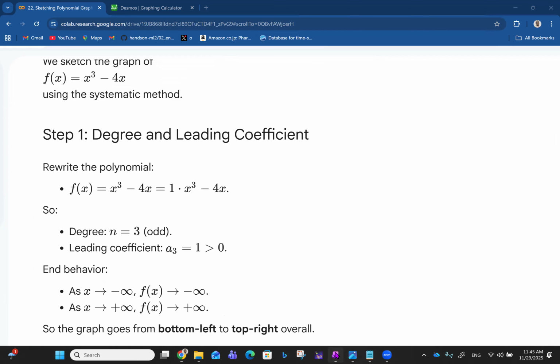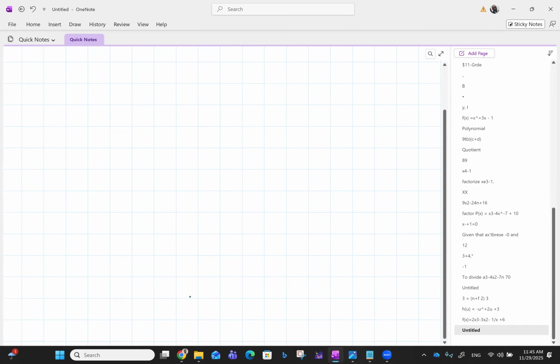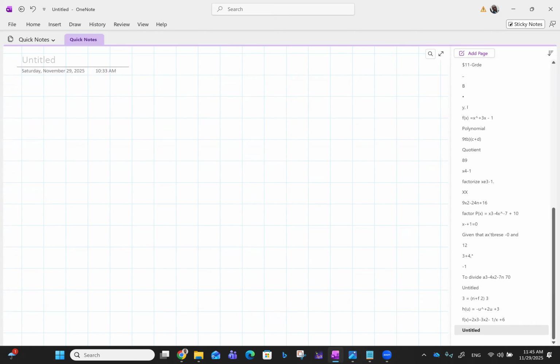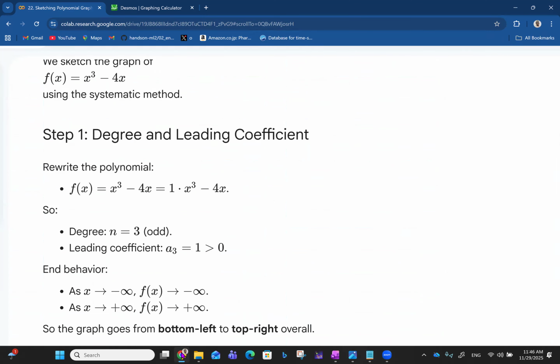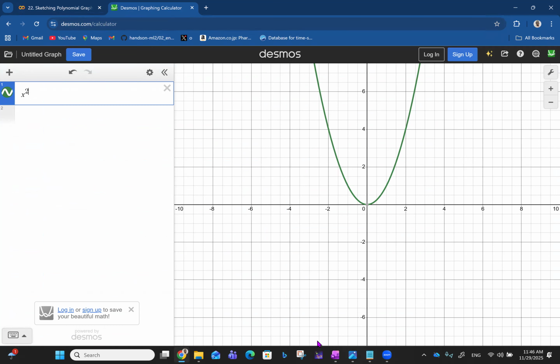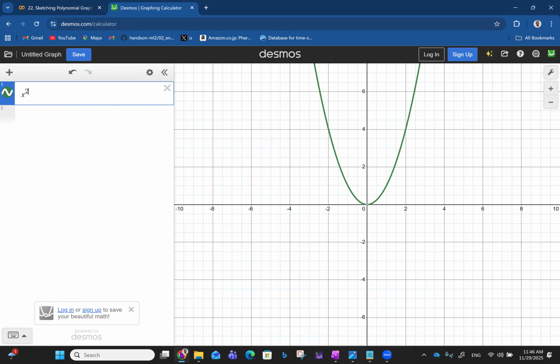So in fact, offhand, you can already know what the graph is going to look like. I mean, this may not be accurate, but I'm just trying to do the initial thinking. I know the graph is possibly going to be something in this format. So that's just an idea to start with. The graph goes from bottom left to top right overall. Okay, hand sketch. Bottom left to top right. That's a rough idea of what we are going to get.